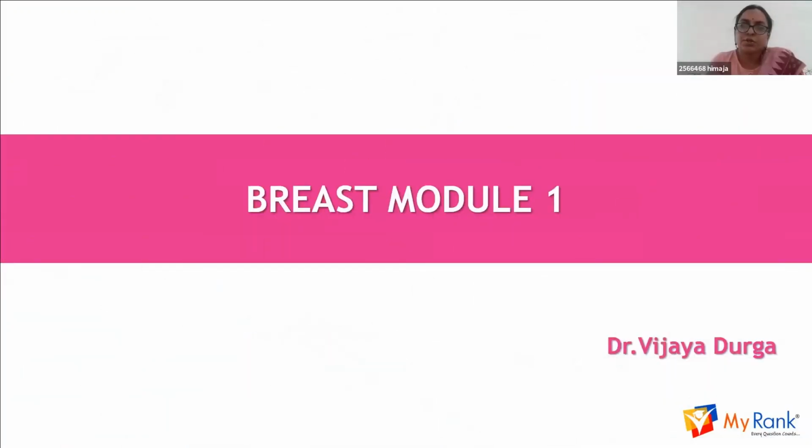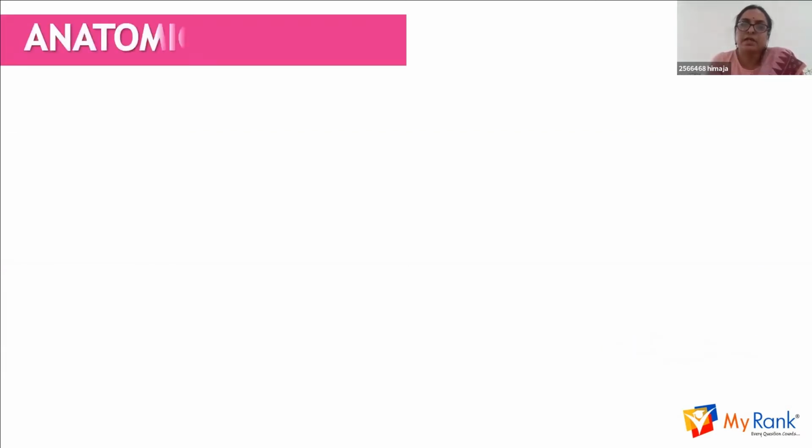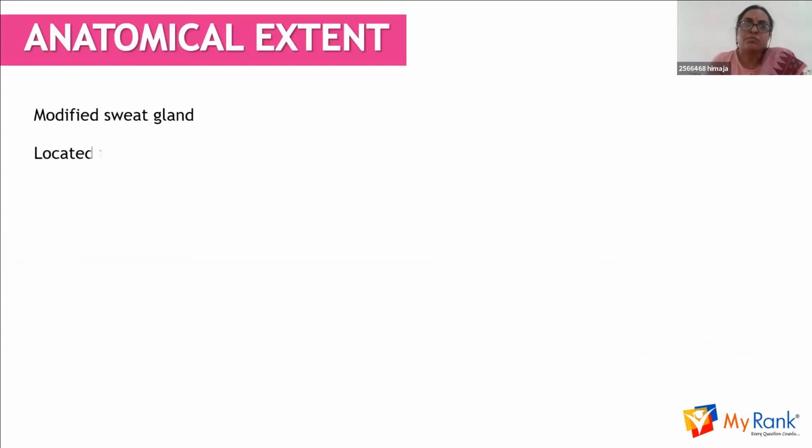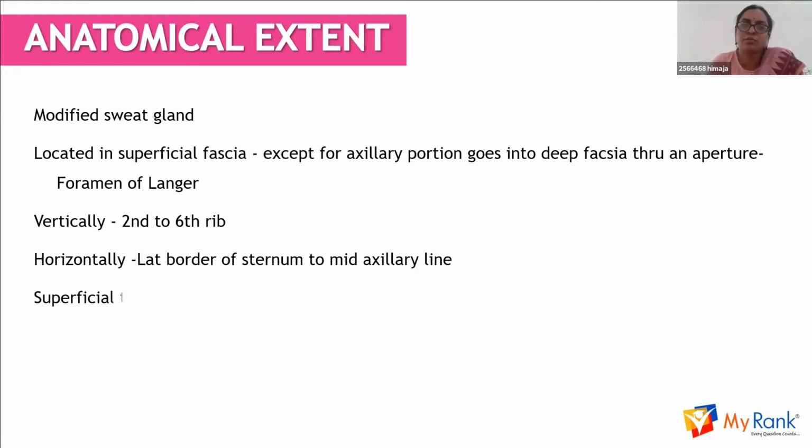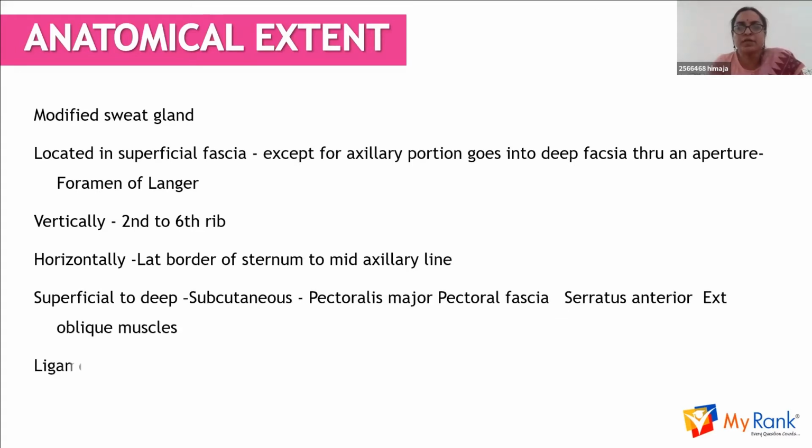Let's start with module 1 of the breast. In this module, we will cover anatomy and congenital anomalies of the breast. One thing you should remember is that before knowing any pathology of any organ or tissue, we should know the normal anatomy. So, coming to the breast, it's a modified sweat gland.